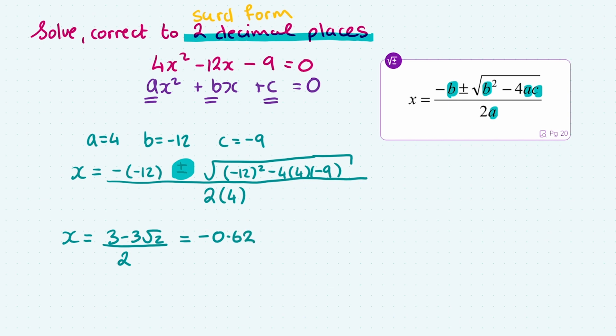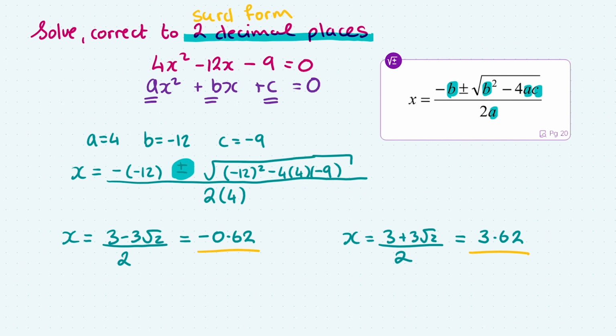Then I'll go back and type it in with a plus in the equation, so I get that x equals 3 plus 3 root 2 all divided by 2, and when I go ahead and round that I get a value of 3.62, and there we have it. We have our two roots, minus 0.62 and 3.62, are the two points at which this quadratic cuts the x-axis.